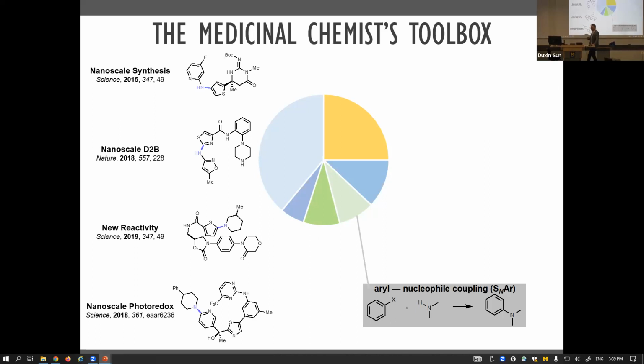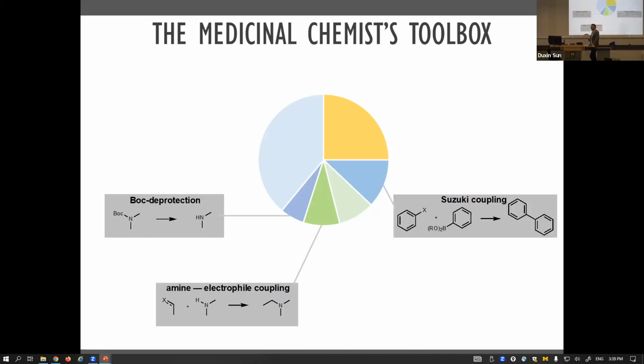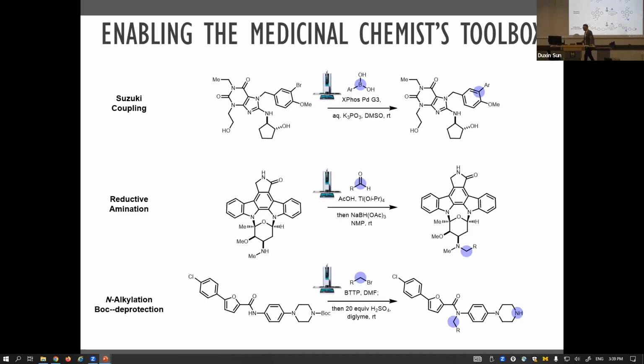We've done a lot of work while I was working at Merck on the C-N coupling reaction and miniaturizing this. And we've also recently done some work on some of the other top reactions in the pie: Suzuki coupling, reductive amination, this kind of dark green wedge, and then Boc protection. This has very recently been accepted for publication in the journal Nature Synthesis. And here we're able to do the Suzuki coupling, a reductive amination, or this N-alkylation and Boc protection using this robot.